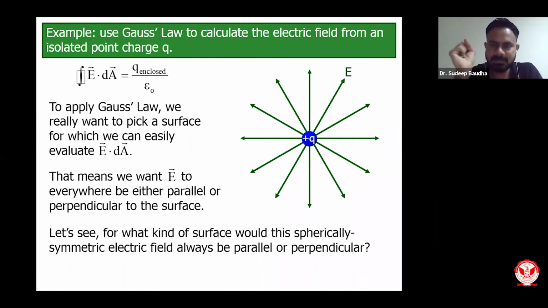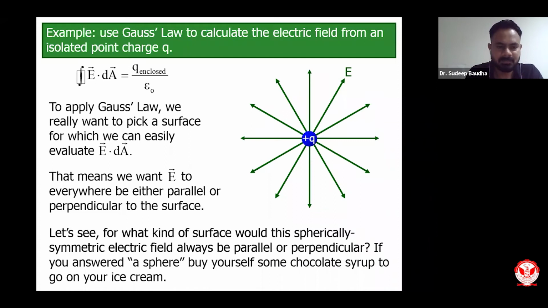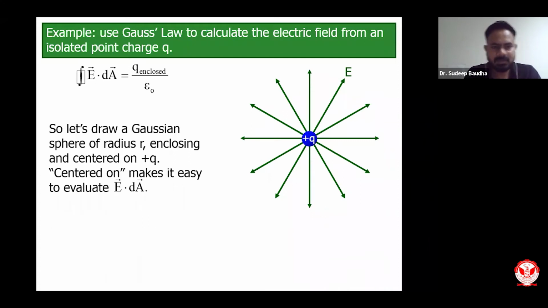In this case, since the electric field distribution is spherical in nature, I will select a geometry which is spherical in nature. So I will show you how. Let us draw a Gaussian sphere of radius r, because the symmetry of the electric field is spherical, which encloses the charge plus q at the center.